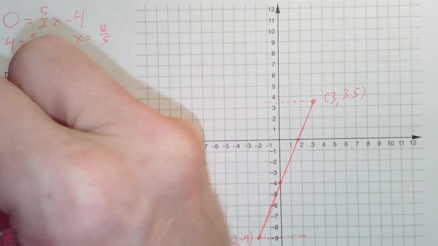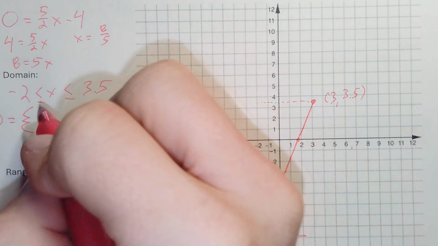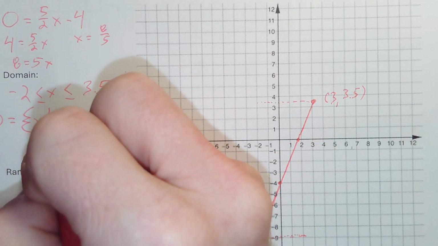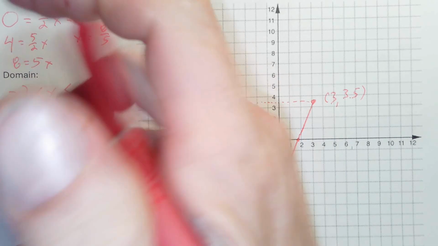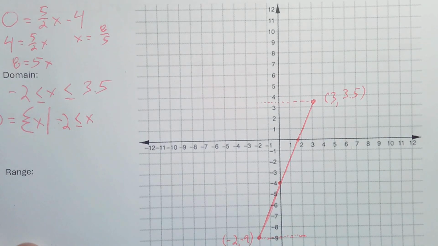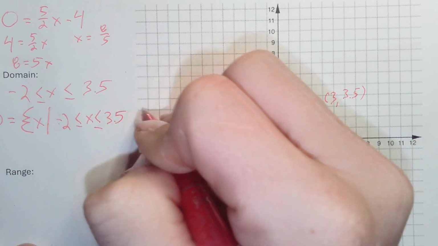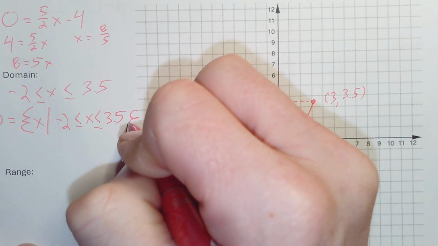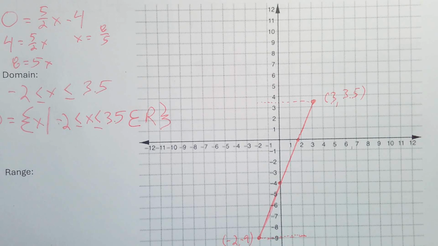I'm gonna say my domain equals the set of all values of x such that x is greater than or equal to -2, but less than or equal to 3.5, and is an element of all real numbers. I'm getting better at saying that stuff. Okay, so that is my domain.